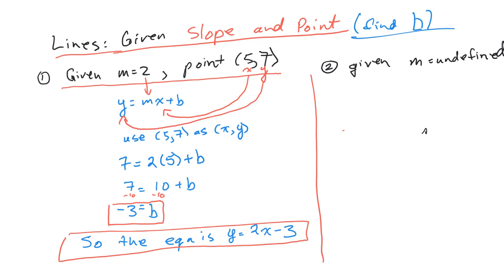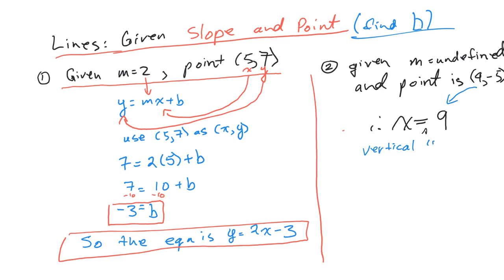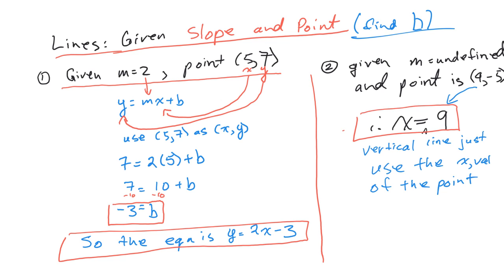And here's the thing. If m is undefined and the point is 9, -5, this is all you have to do. Therefore, x is equal to the 9 value. So in this case, when we have a vertical line, just use the x value of the point. And in this case, our solution is x is equal to 9. Now, most of your problems will look like question 1.